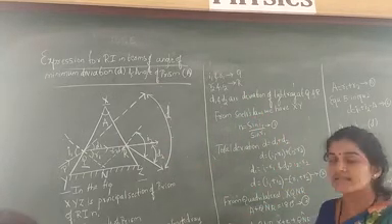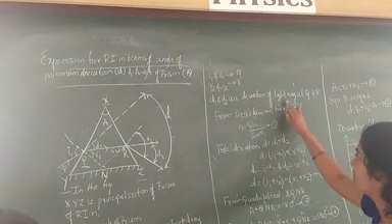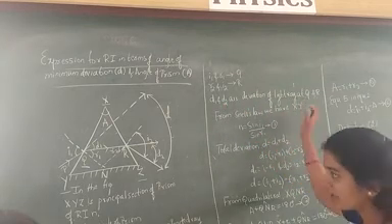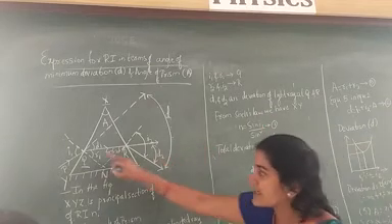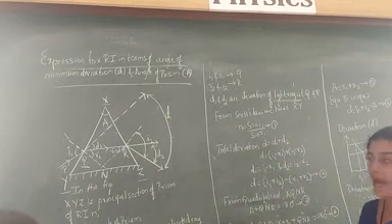Now next we are considering small d1 and d2. d1 and d2 are the deviation of the light ray at Q and R. We are considering d1 here and d2 here. It is the light ray at the points Q and R.